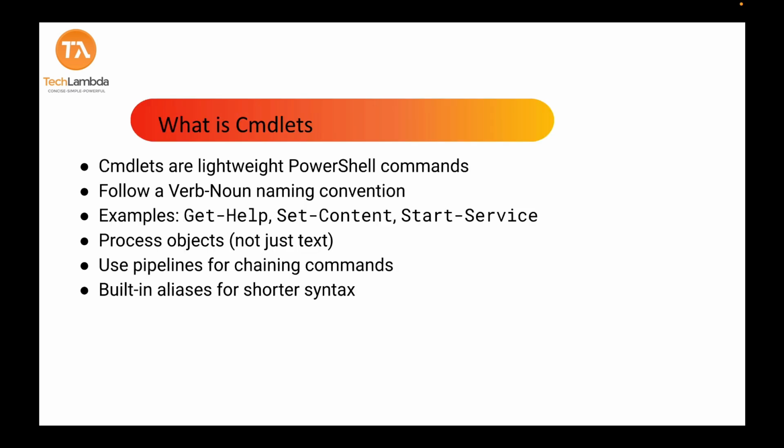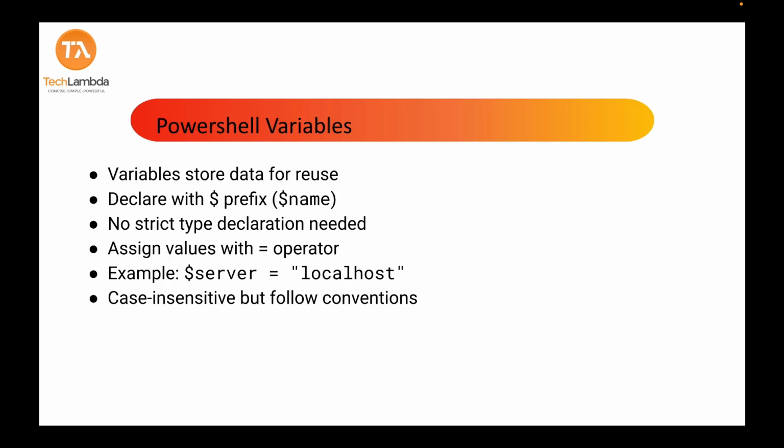And this is the main topic in PowerShell. What are cmdlet commands? So cmdlet commands are verb-noun pairs that you use to perform some functionality in PowerShell. Examples are Get-Help, Set-Content, Start-Service, Select-Object. Use the pipeline for chaining commands. There are built-in aliases for shorter syntax. Okay, after writing you get some type of output.